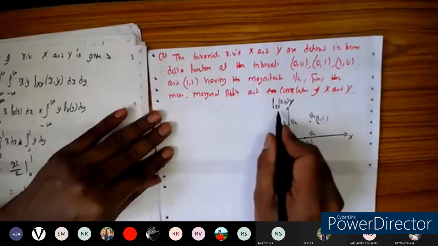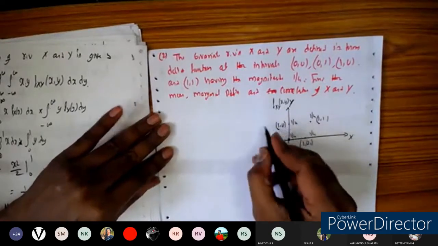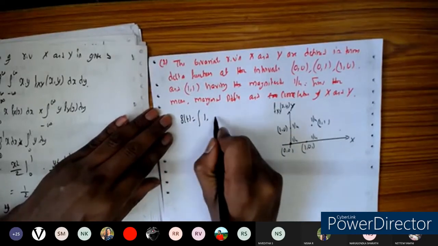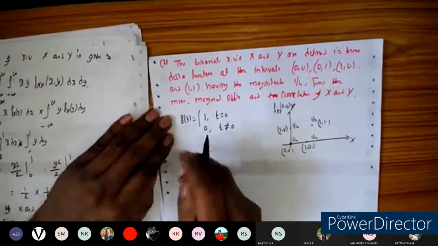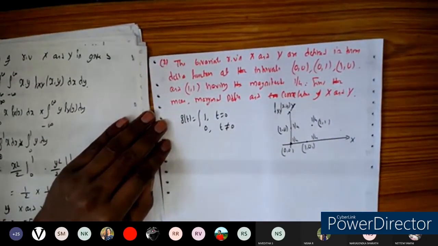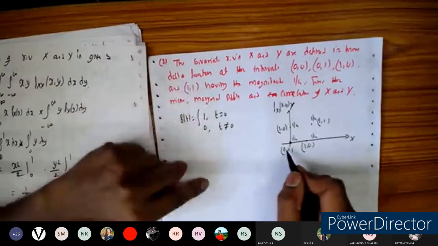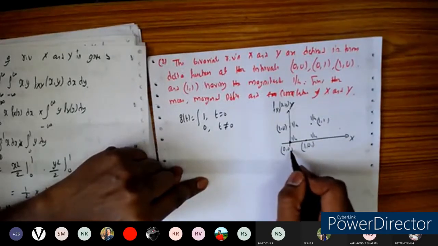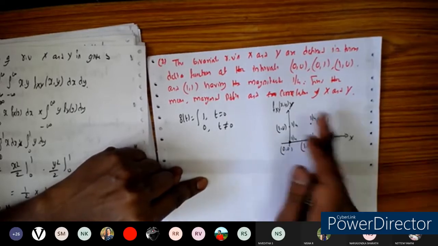So we need to express the bivariate PDF in terms of the impulse function. You know about the impulse function already from signals and systems. Its value is 1 at t equal to 0, and 0 for t not equal to 0. I'm considering a continuous random variable here. Now it has been defined at 0, 0 with the value 1 by 4, where the first coordinate corresponds to the x-axis and the other to the y-axis. So we need to define two impulse functions in terms of x and y.